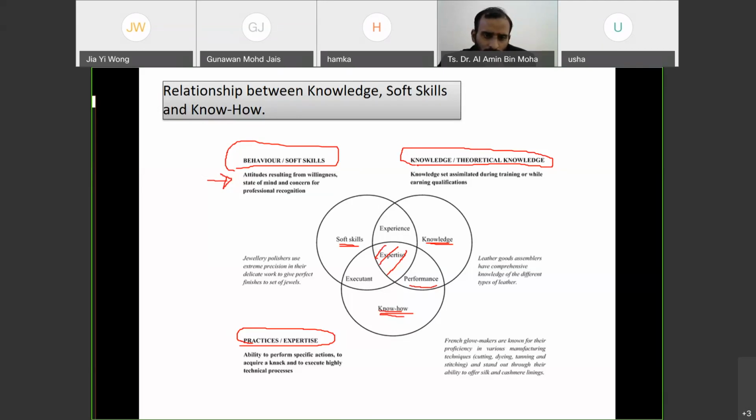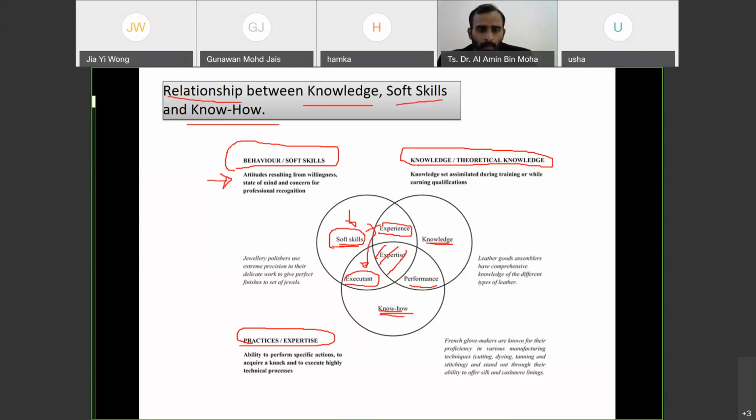Executant is maybe the low level, like operator, it depends on your company, usually operator. The labor, they come to your organization, they don't know anything, but you give them training. After a period, maybe 3 months, they improve their experience, 6 months, 1 year. You may have staff who have been working at your place for 10 years, so they are very experienced people, and we call it executive. So this is just about the relationship between knowledge, soft skills, and know-how.